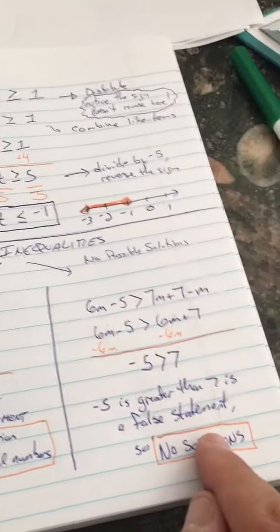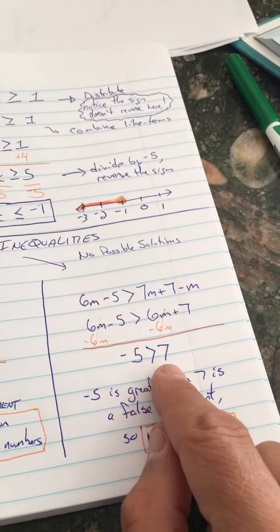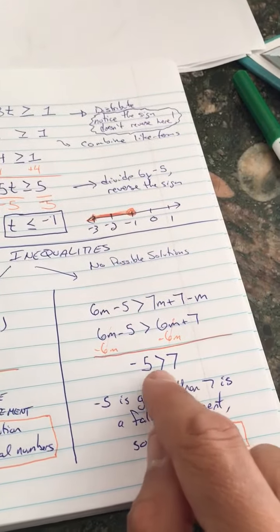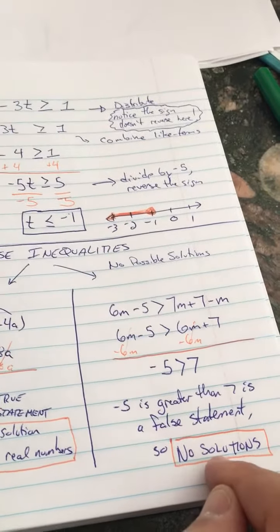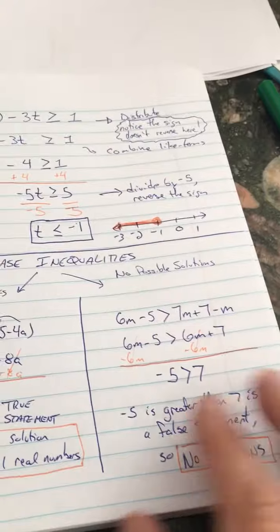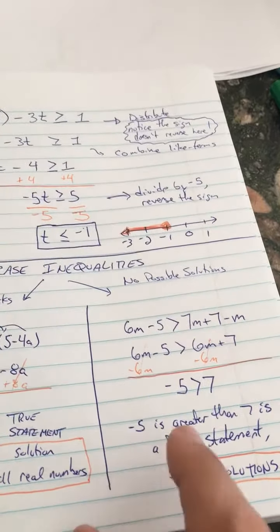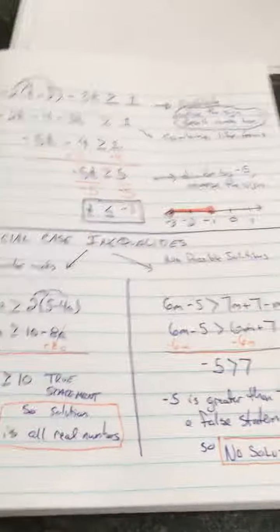Then the other special case is if all the variable terms cancel out, and now you're left with a false statement, okay? Like negative 5 is greater than 7. In that case, negative 5 is not greater than 7, so therefore, there will be no solutions to this inequality. So just like we did before, you look and see, if the statement left is true, that means everything's going to work. If the statement that remains is false, nothing will work. And really, guys, that's it. That puts you through 3.1 through 3.4.